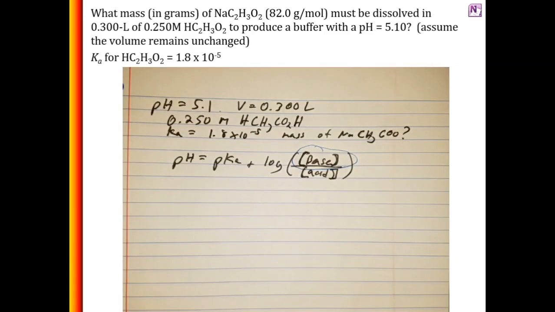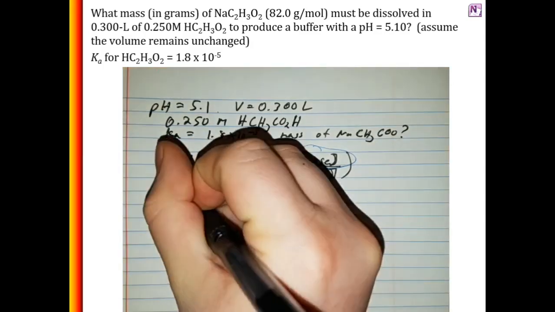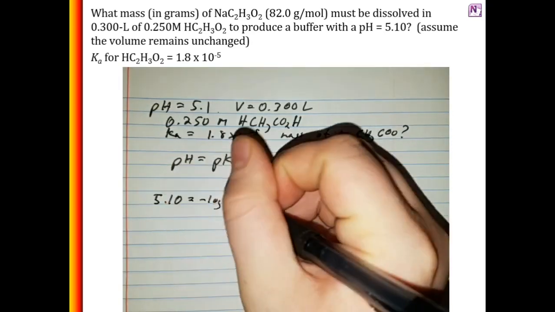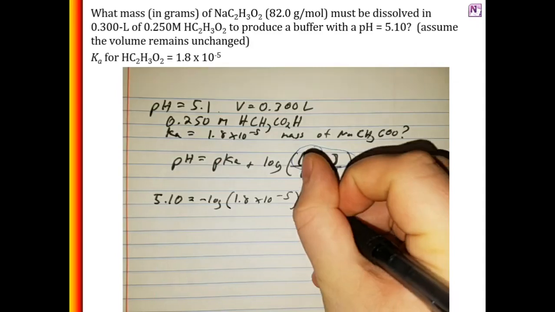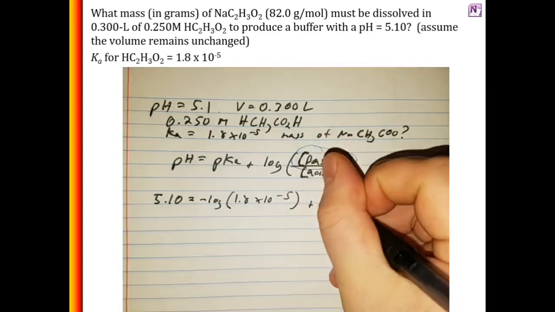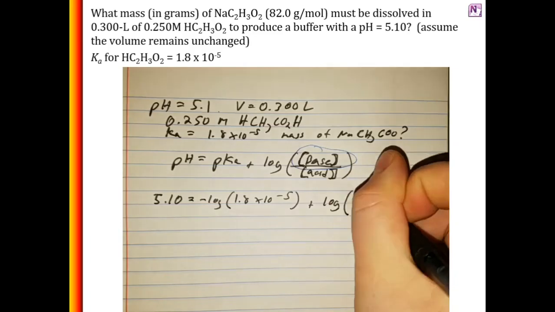So let's just plug in the parts of the equation we do know. So we have 5.10 is equal to minus the log of our Ka, 1.8 times 10 to the minus 5, plus the log of the concentration of our base, which is our unknown this time, over the concentration of our acid, which we know this time, 0.250 molar.